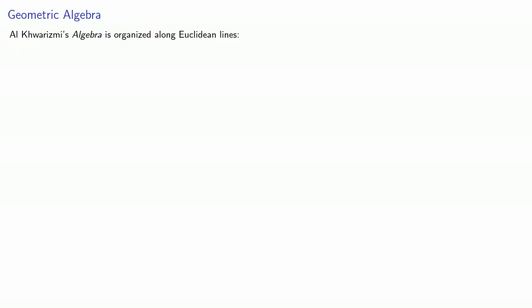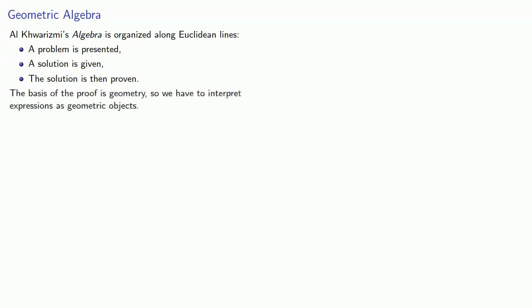Al-Khwarizmi's algebra is organized along Euclidean lines. A problem is presented, a solution is given, the solution is then proven. The basis of the proof is geometry, so we have to interpret expressions as geometric objects. This leads to the principle of homogeneity.